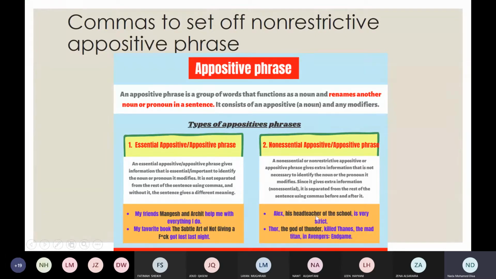Alex, head teacher of the school, is very strict. I can say Alex is very strict. So this is a phrase which is non-essential. Thor, the god of thunder. I can say Thor killed Thanos, the mad Titan, in Avengers: Endgame. I don't need it; I can eliminate it. So when I can eliminate it, I put it between two commas. The second case for interrupters is when I use appositive phrases, I put them between two commas.